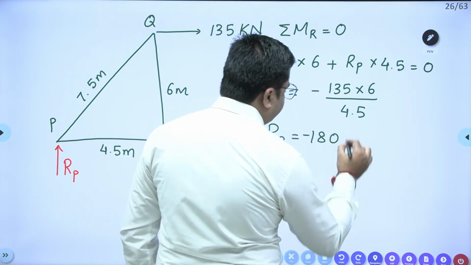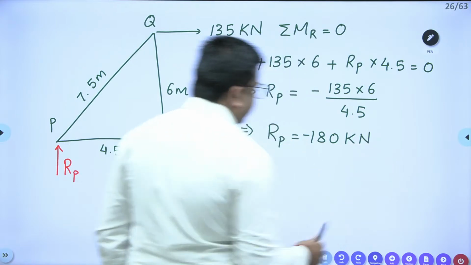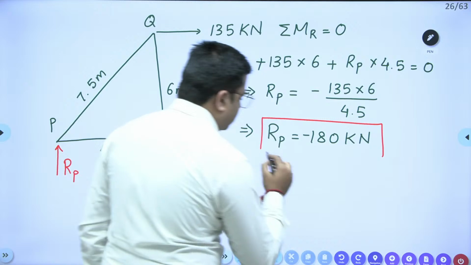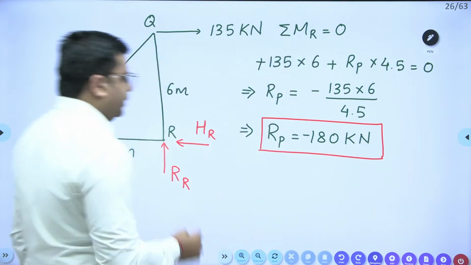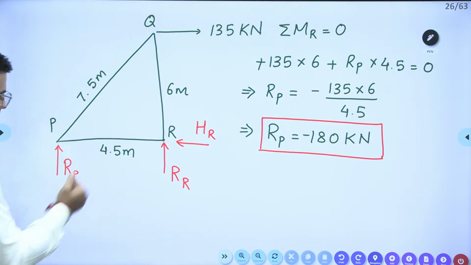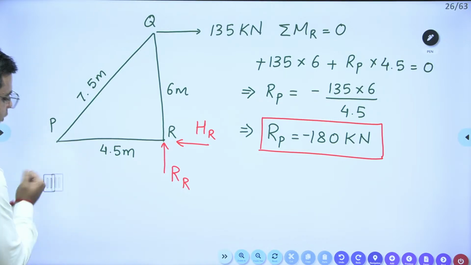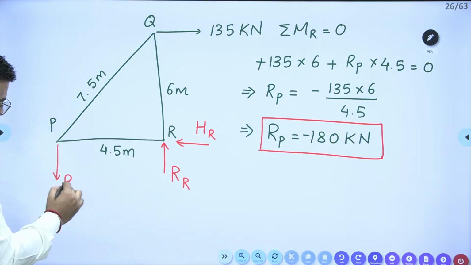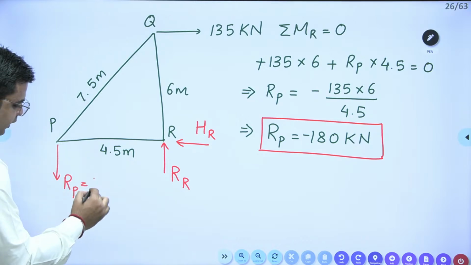Okay, so RP is minus 180 kilonewton, which means whatever direction we assumed for RP, it is on the opposite side. So RP is acting in the downward direction. The corrected direction of RP is downward like this. So this is my RP, 180 kilonewton.